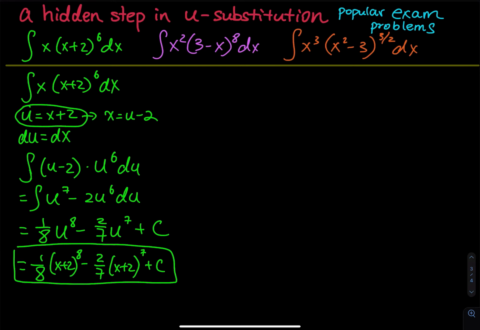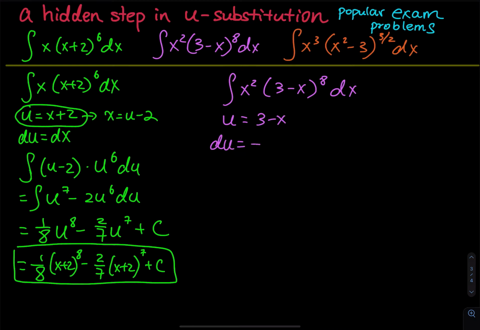Okay, so let's take a look at number 2. So number 2, we have the integral of x squared times (3 minus x) raised to the 8th, dx. So obviously u equals 3 minus x and then du equals negative 1 dx, right? And then you have negative 1 du equals dx, and then you are going to do a change of variable. So you are going to replace this with negative 1 times du.